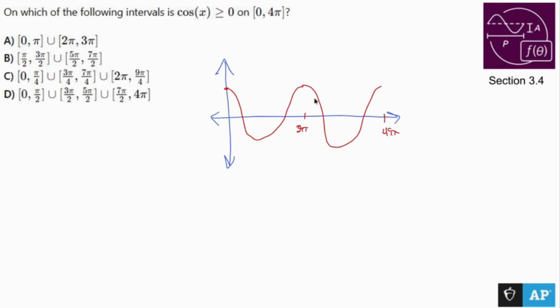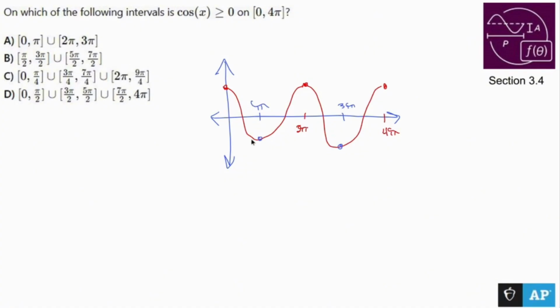So the maximums occur at 0, 2 pi, and 4 pi. That's my maximums. My minimums are going to occur halfway in between there, so that's at pi, and then at 3 pi is my minimums.